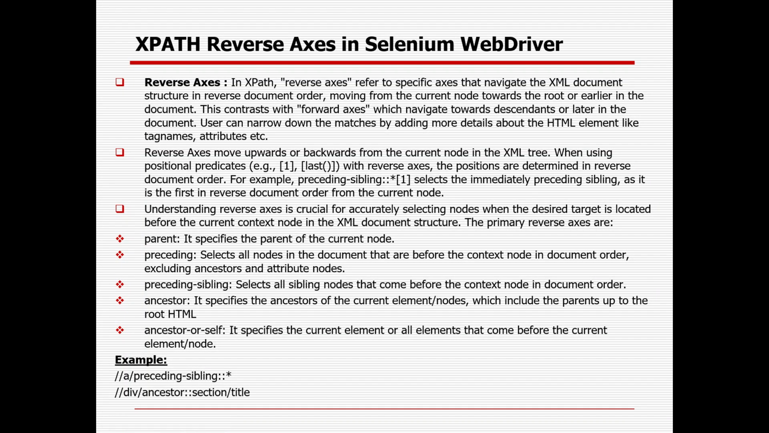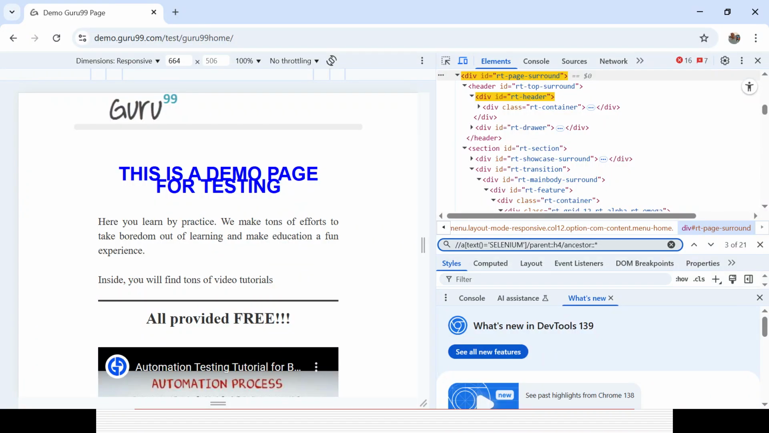Using preceding, you can select all the nodes in the document that are before the context node in the document order, excluding ancestors and attribute nodes. Whereas with ancestor, you can go till the root HTML. And here you can also give ancestor-or-self.